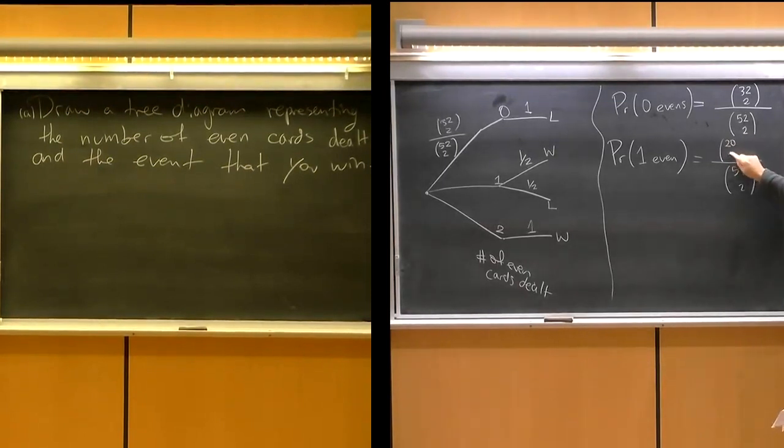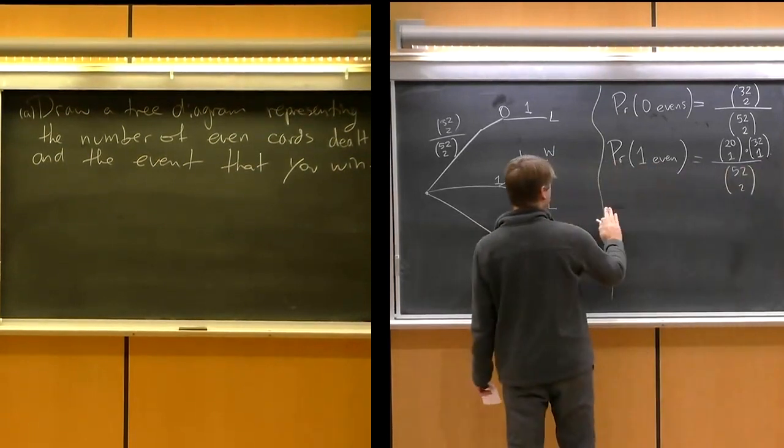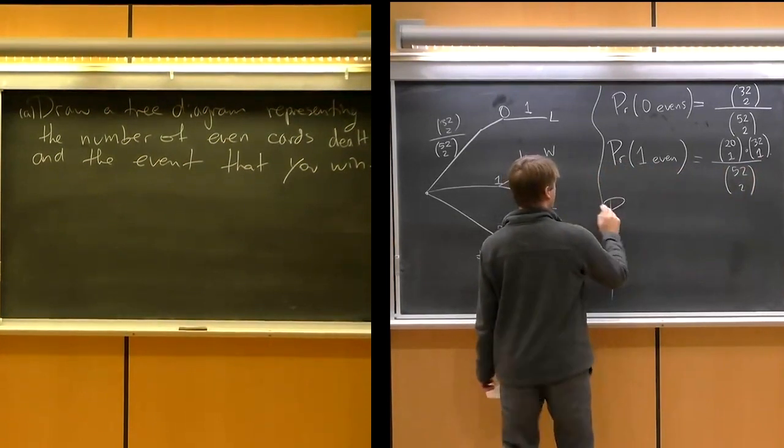And let me just be almost silly about this and write 20 choose 1, but it is just 20. That's correct. But just another way of thinking of it is, how many ways can I pick one even card? 20 choose 1, because there's 20 even cards, which is 5 times 4. Then how many ways to pick a non-even card? It's this many. Okay. So that should go on this branch.